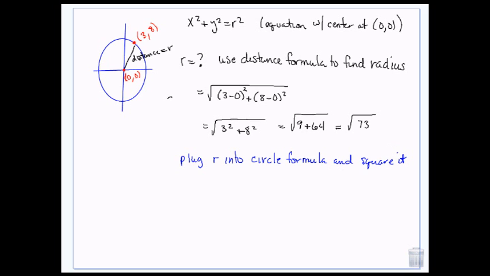I'm going to take the equation of the circle with the center at 0, 0, which is x squared plus y squared equals r squared. r is the square root of 73, and I'm going to square it. What happens when I square a square root? They cancel each other out, right? Squaring and square roots are opposite, like multiplication and division or adding and subtracting. So I'm going to get x squared plus y squared equals 73. So the equation of this circle is that.